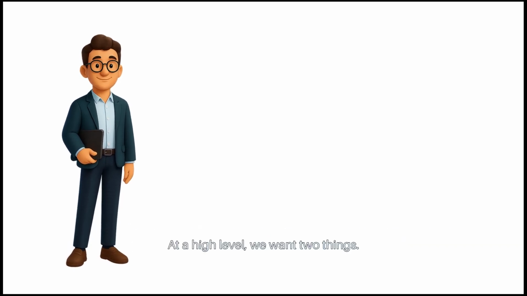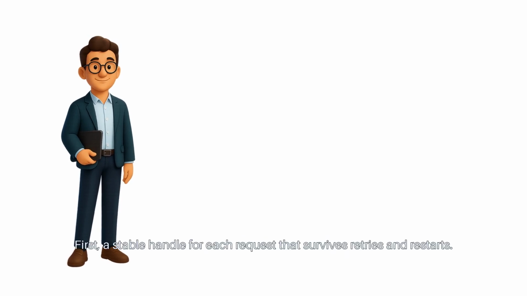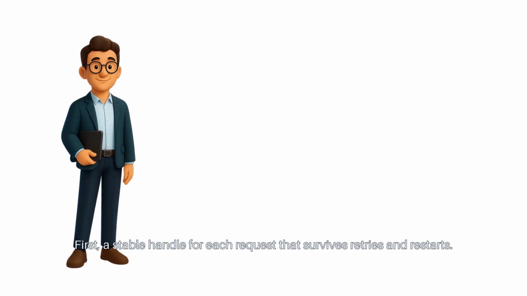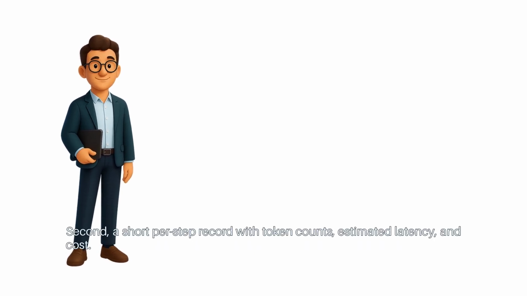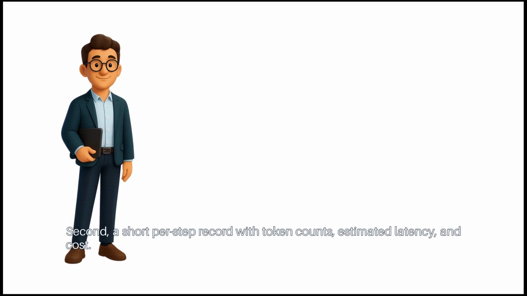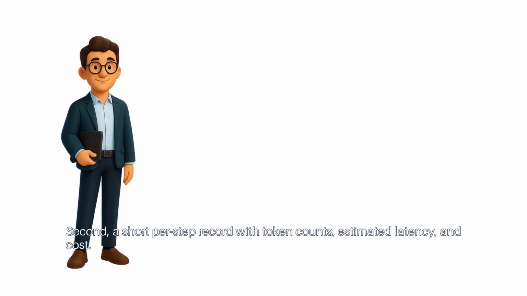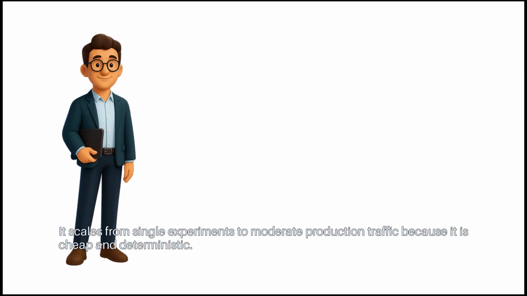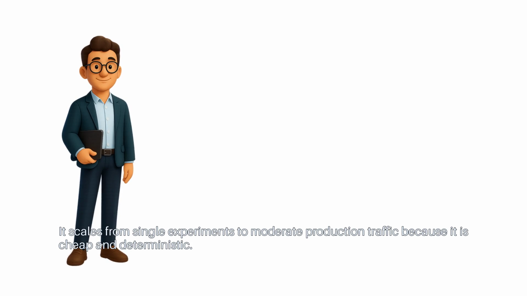At a high level, we want 2 things. First, a stable handle for each request that survives retries and restarts. Second, a short per-step record with token counts, estimated latency, and cost. That is enough for incident triage and early optimization without a full observability stack. It scales from single experiments to moderate production traffic because it is cheap and deterministic.